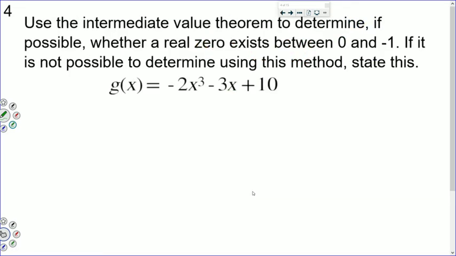Use the intermediate value theorem to determine, if possible, whether a 0 exists between 0 and -1. If it's not possible to determine using this method, state this. So we have our function g. So we're going to check g at 0 and -1.